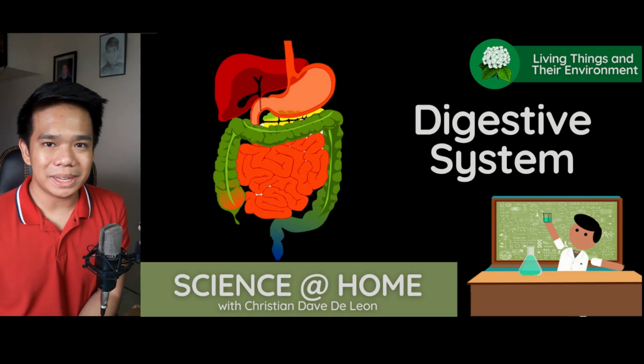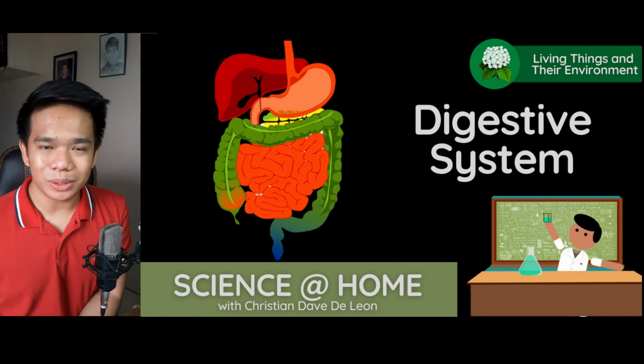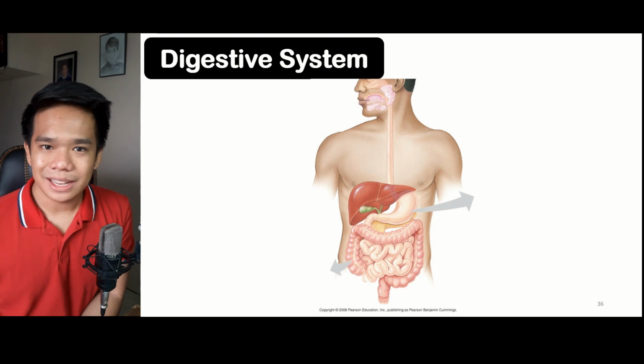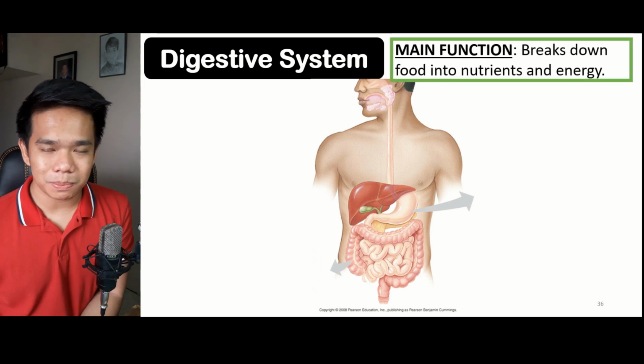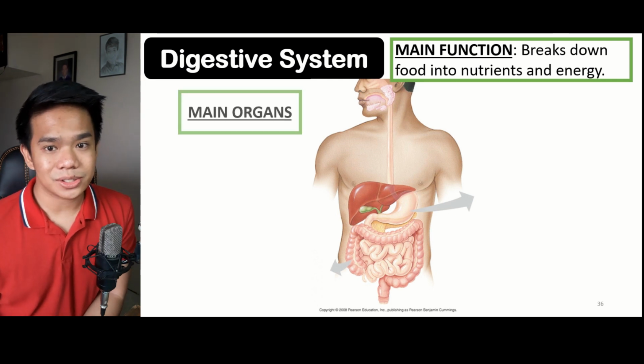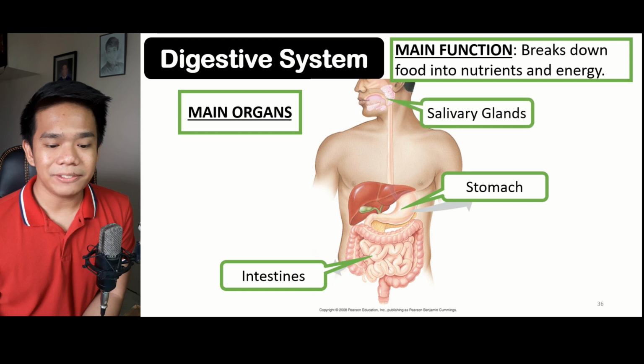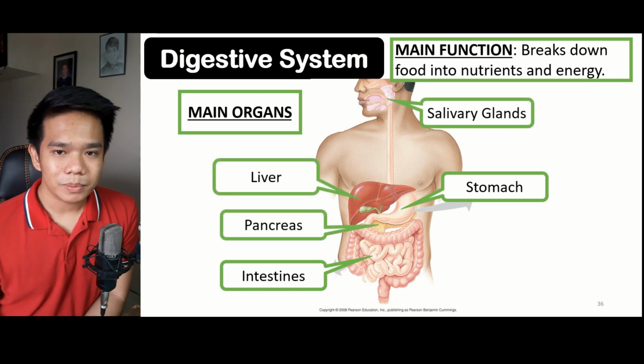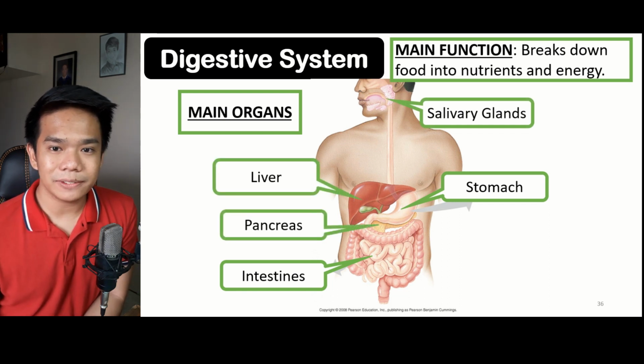Hi everyone! Welcome back to Science at Home, and for today we're going to be exploring another human organ system, and that is the digestive system. But what is the digestive system, by the way? So the digestive system is the one responsible for the breaking down of food into nutrients and to energy that we need. So this includes several organs such as the stomach, the intestines, the salivary glands, the liver, and the pancreas. But first, let us try to explore what are the different functions of the digestive system.